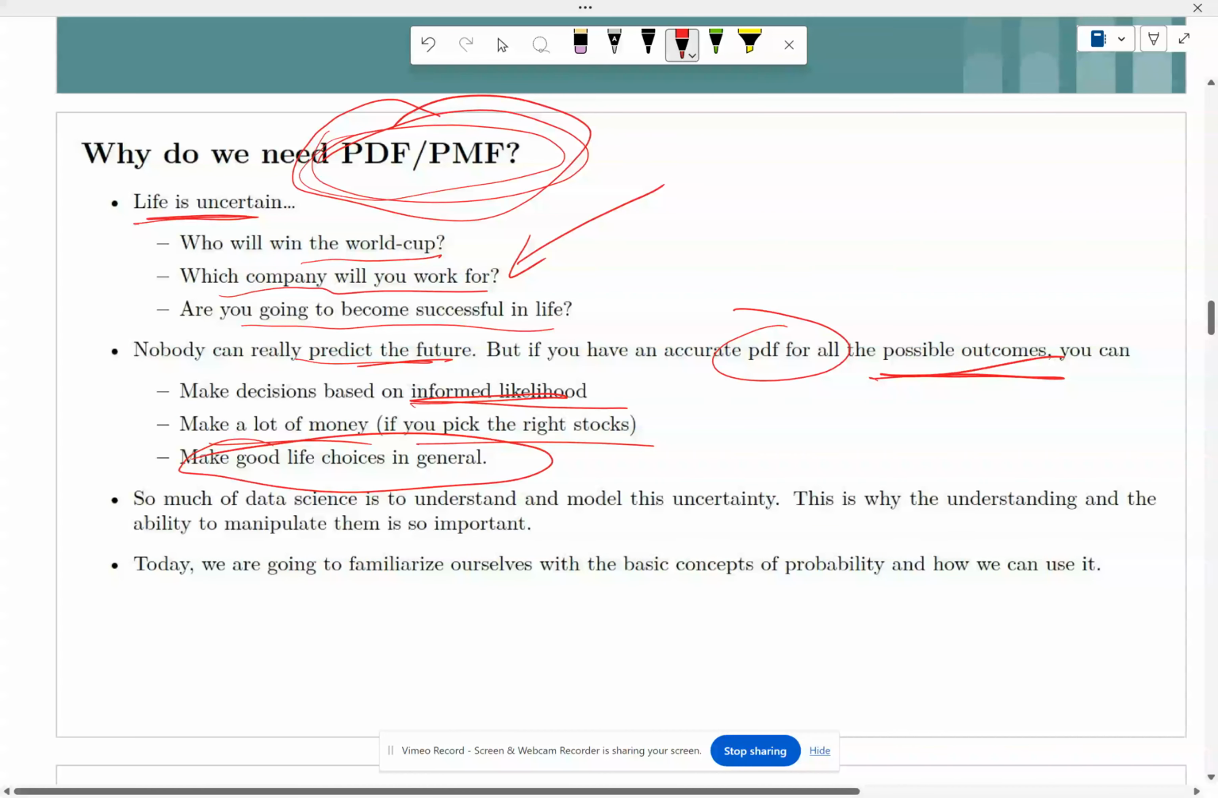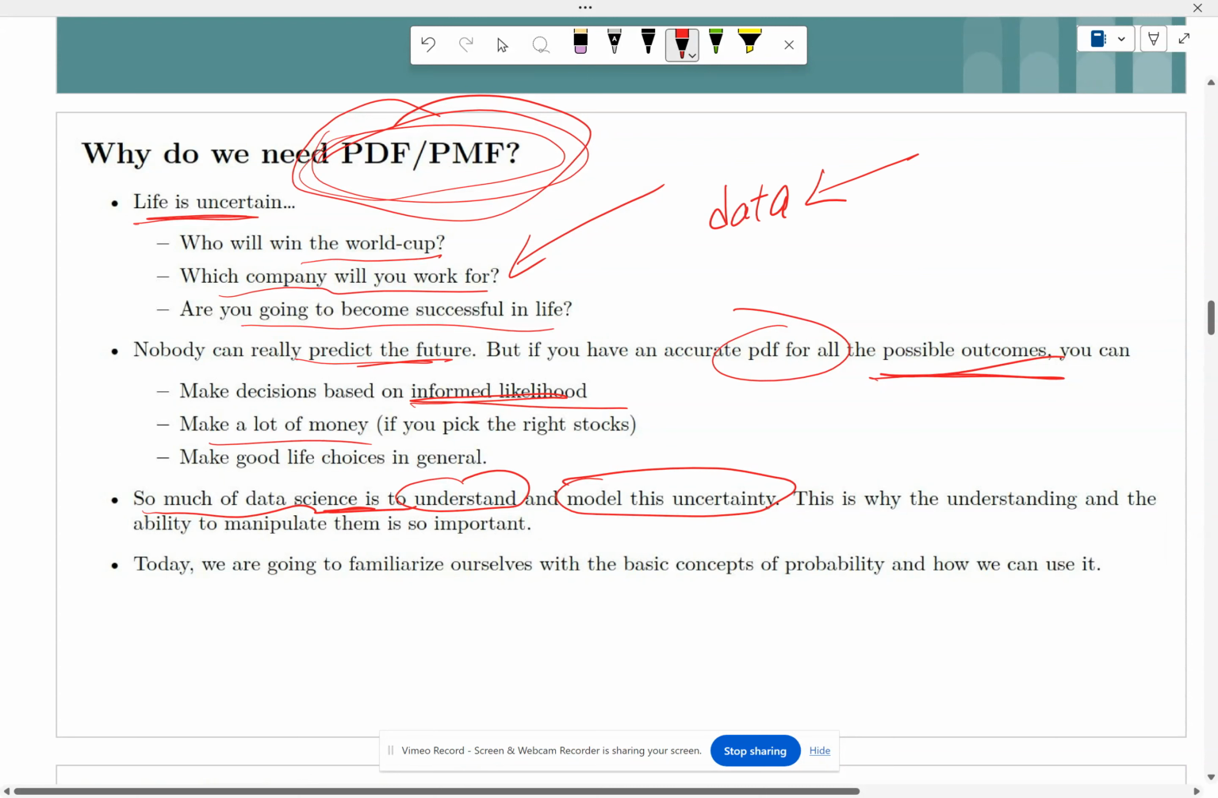If it tells you the probability of you getting cancer if you smoke is very high, well, you should probably not do it. So much of data science is basically understanding and modeling this uncertainty. A lot of data science is you take the data, and from the data, you essentially find the probability density function, and then based on this, you make decisions, right? You can make decisions based on it. So that's why we like to come up with these probability density and probability mass functions.